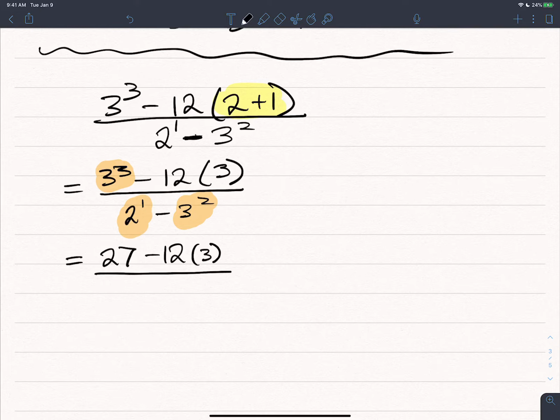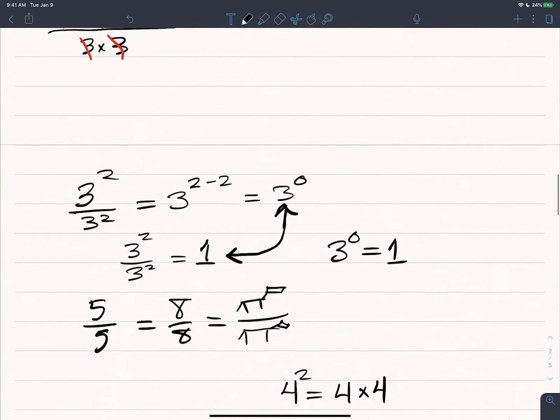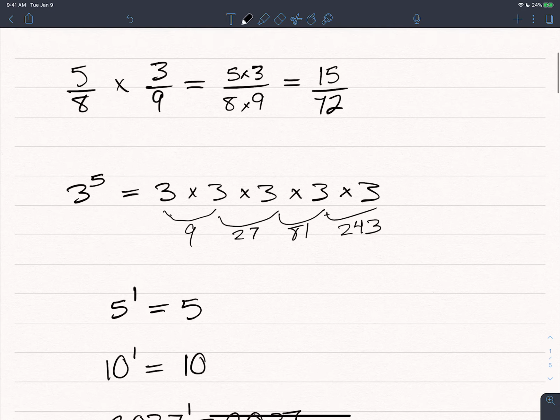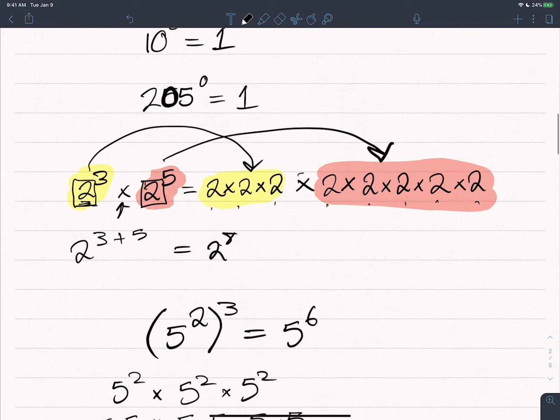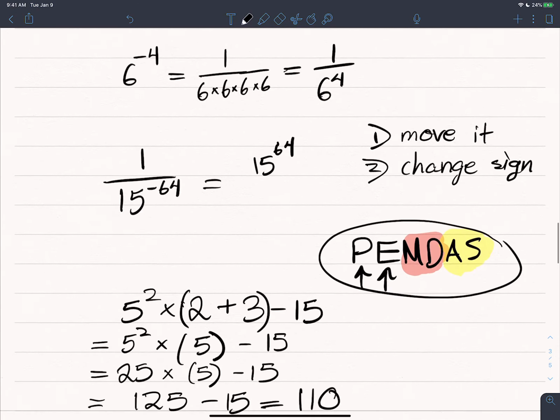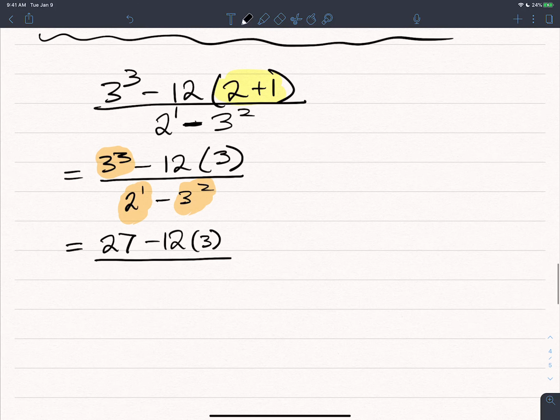Go back to our exponent rules. Well, let's go back up. What's our exponent rule for 1? Well, we had it up here. Any number to the first power. 5 to the 1 is 5. 10 to the 1 is 10. 2037 to the 1 is 2037. So what's our rule of 1? Any number raised to the first power is itself. So that's going to be 2. Very good. And then we have the last exponent, which is 3 squared. So 3 squared is going to be what? 9.